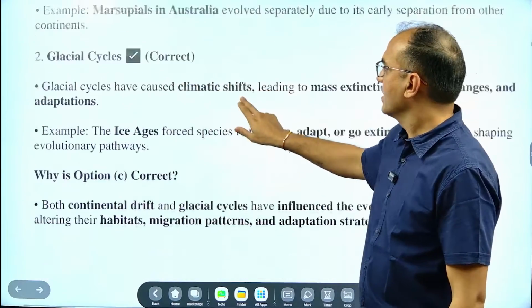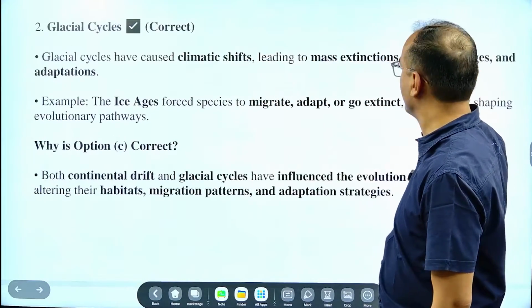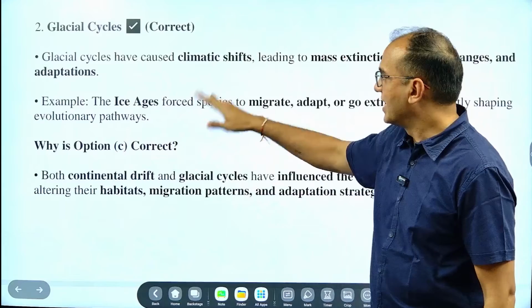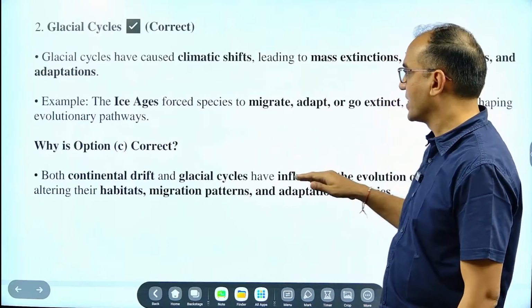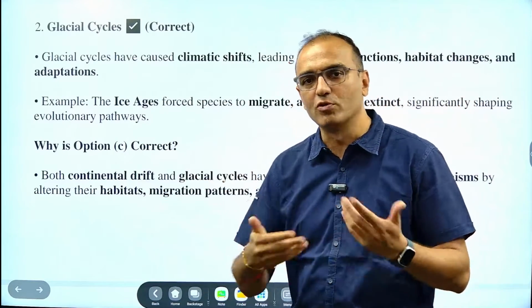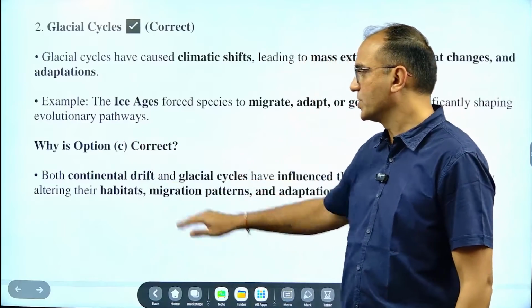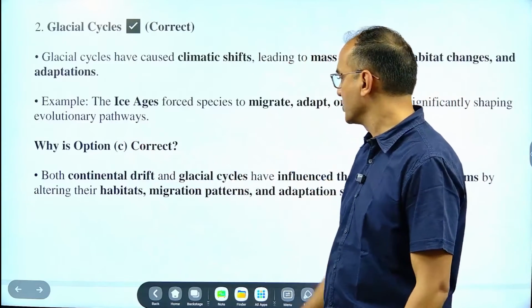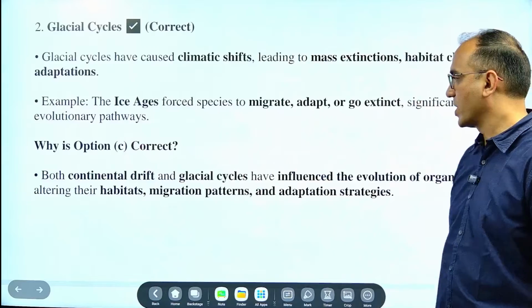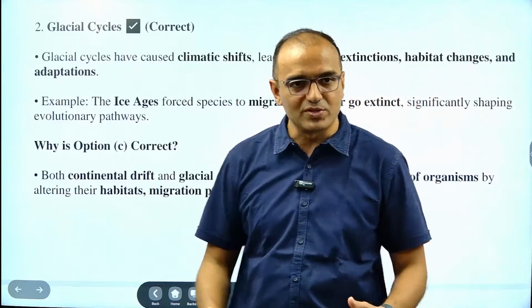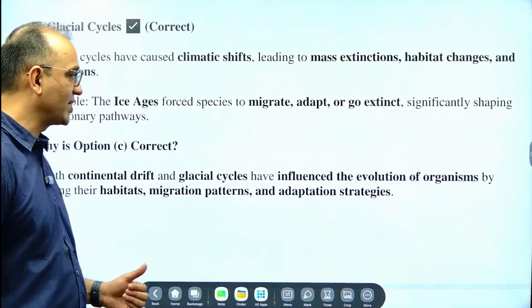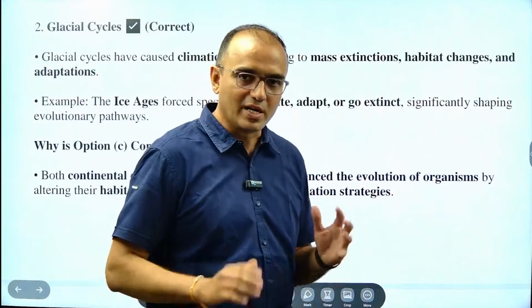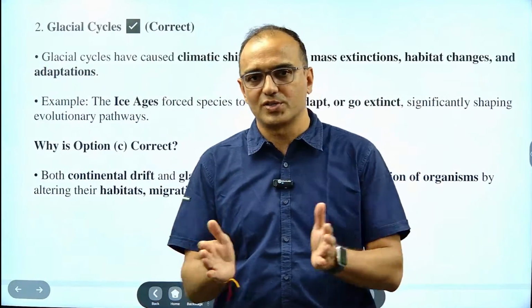Glacial cycles, again, bring climatic shifts, mass extinction, habitat changes, adaptation, ice ages. Species migrate, adapt, or go extinct, right? This has resulted in the formation of new species. That is why option C is correct. Both continental drift and glacial cycles have influenced the evolution of organisms by altering their habitats, their migration patterns, and their adaptation strategies, right? So I hope you have understood this. Let us go to the next point.